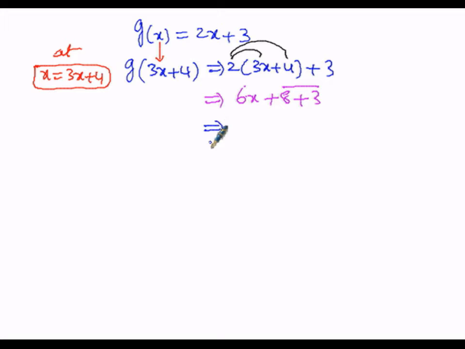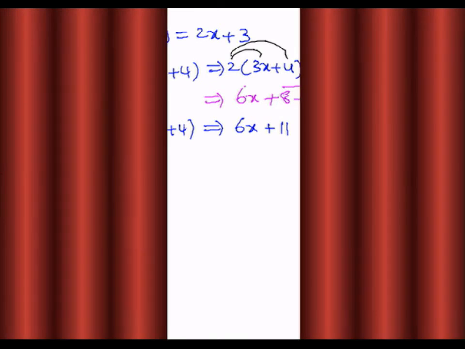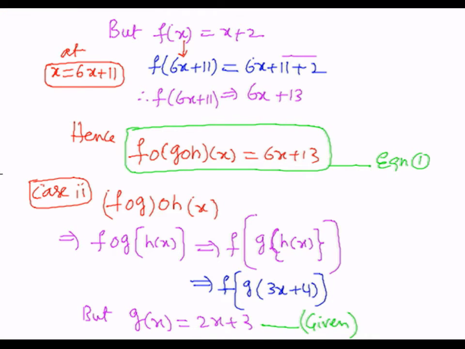The x term, 6x, I write as it is. Then plus 8 plus 3, plus of plus is plus, we have to add up: 8 plus 3 is 11. 8 is greater than 3, 8 has a positive sign, therefore 11 has a positive sign. So in this manner, g of 3x plus 4 is 6x plus 11. But we have to find out f of g of h of x, which is f of g of 3x plus 4.